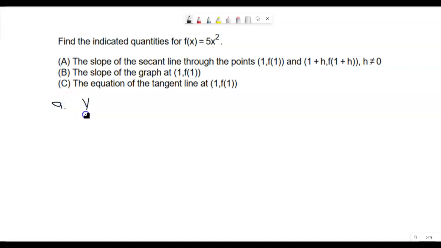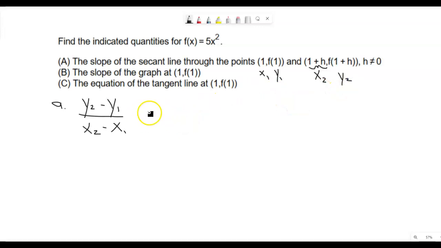It's going to be y2 minus y1 all over x2 minus x1. So in this case, when we're trying to find it for this function with these points, we can call this point x1, that's the 1. We can call this point 1 plus h, x2. We can call f of 1 y1, and f of 1 plus h y2.